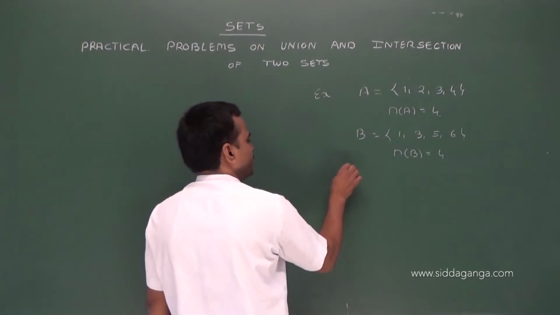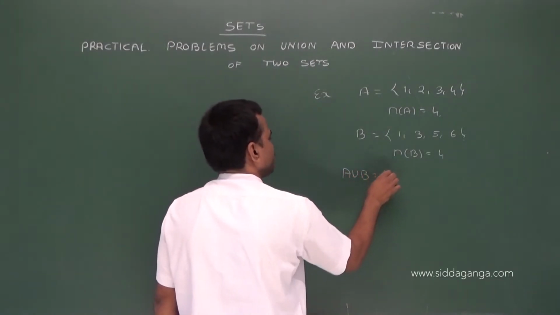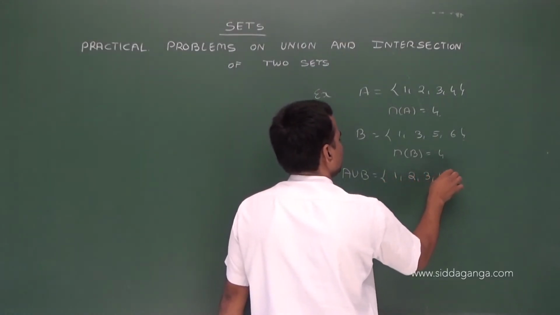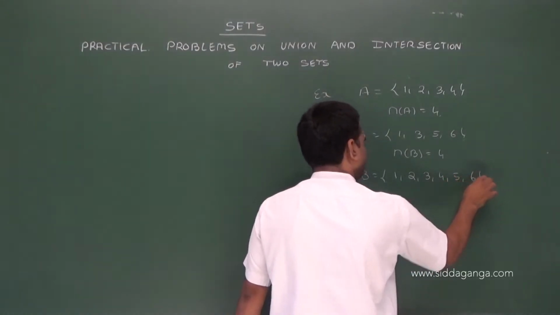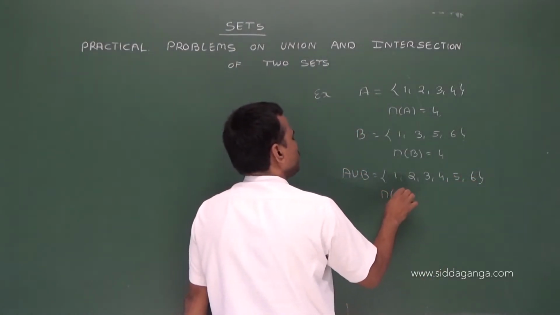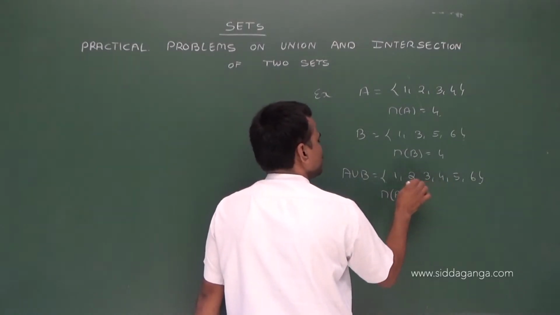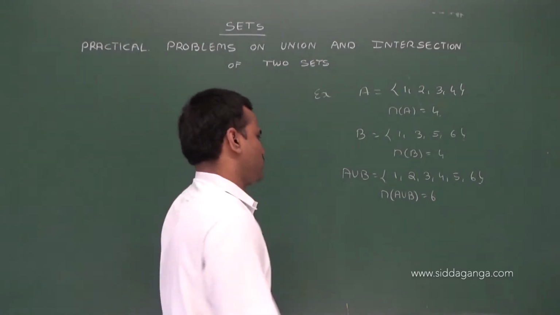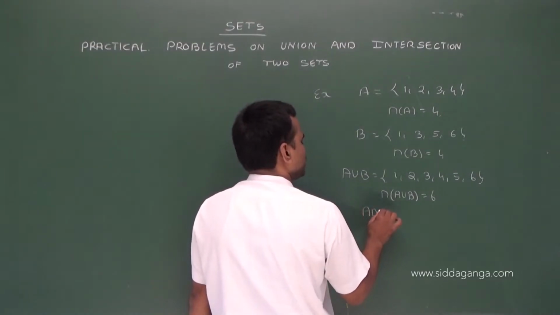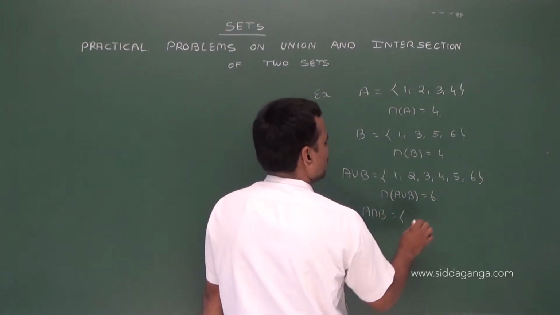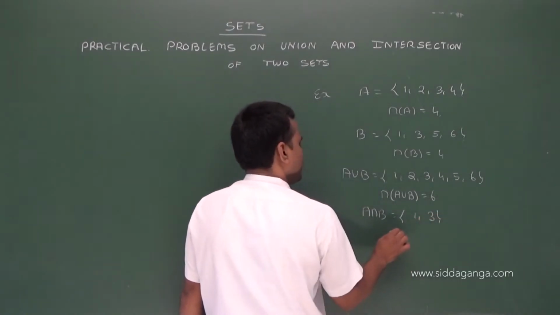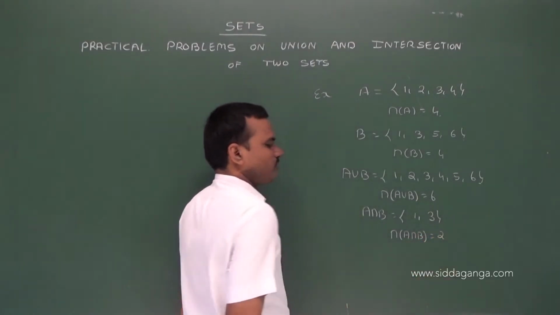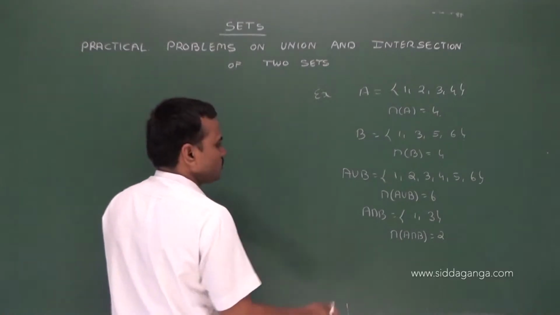Then I find A union B firstly. A union B is what? 1, 2, 3, 4, 5, 6. Then the total number of elements present in A union B is how much? 6. Correct? Total number of elements present in A union B is 6. One more, I find A intersection B, the common elements. What are those common elements? 1, 3. n of A intersection B is how much? 2. Correct?